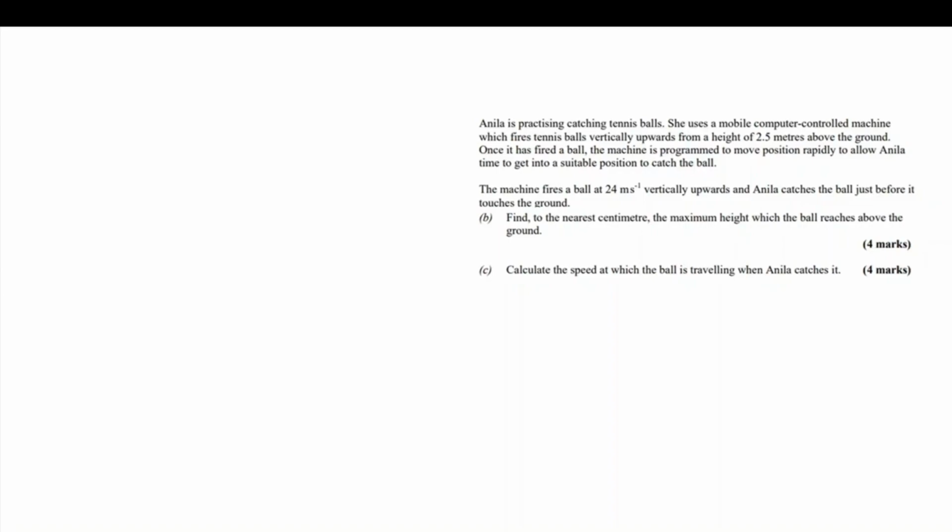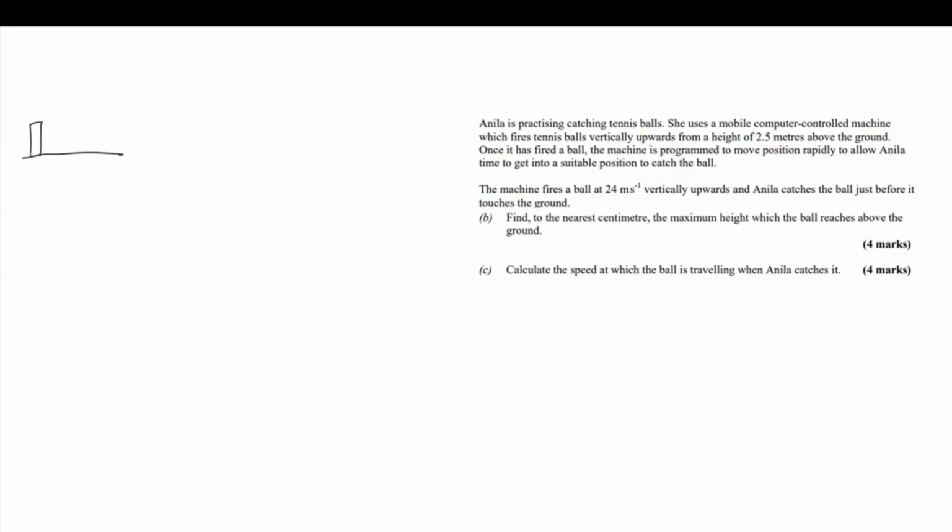The machine fires balls at 24 meters per second vertically upwards, and Anila catches the ball just before it touches the ground. We've been asked to find to the nearest centimeter the maximum height which the ball reaches above the ground. So this is a projectile question. We'll set up our diagram just as we usually do.